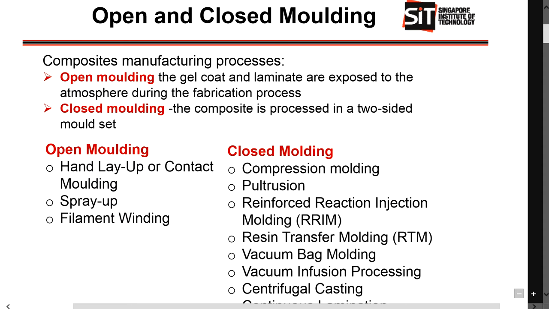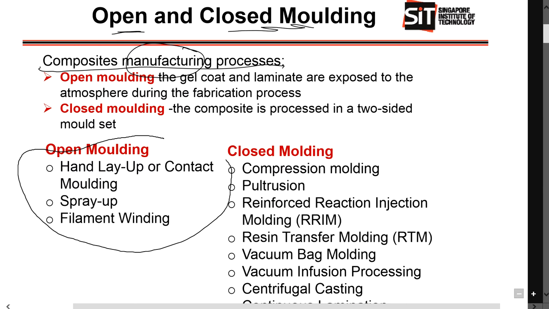Before I repeat again, we are talking about composites manufacturing process. Alright, we're talking about the keyword of manufacturing. And this manufacturing process, there are two types, the open and closed molding. And in this video, I'll just touch on the open molding system, and the next video we'll talk about the closed molding.